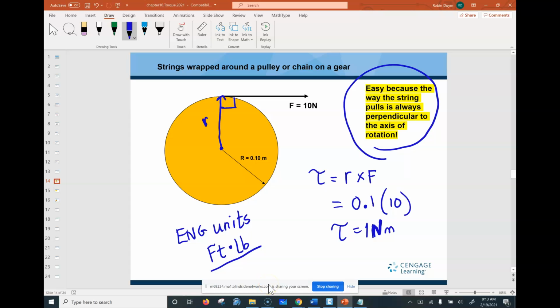Okay, so let's also make another quick note: the further out you are from the axis of rotation, the more torque you get, because it's part of your equation. So you could have a small force but a really long wrench, or a really short wrench and a huge force, and you could end up with the same torque. So the length of your lever arm is really important.